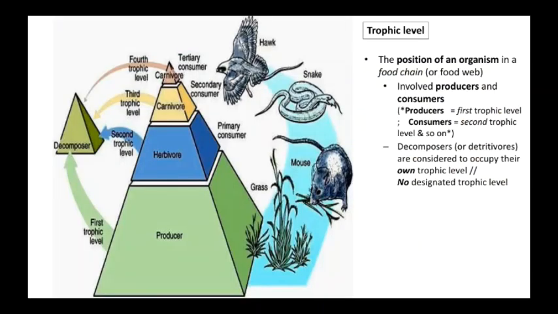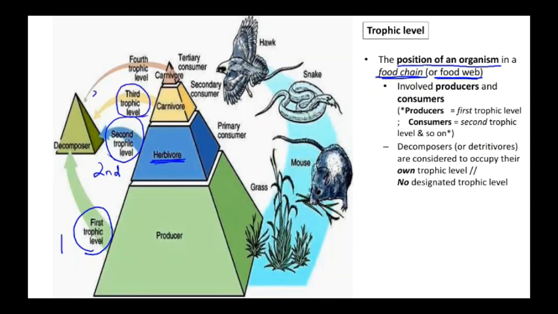The last thing that you need to learn in this part is the trophic level. What is a trophic level? It is the position of an organism in a food chain or a food web. For example, we start with the producer as the first trophic level, and then the herbivore being at the second place, that's the second trophic level. And further up, we have the third trophic level, and the last one, the fourth trophic level over here.